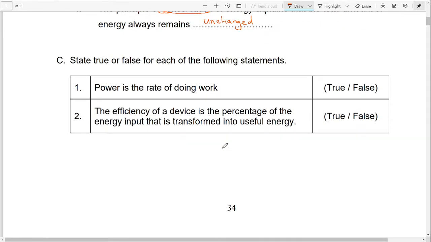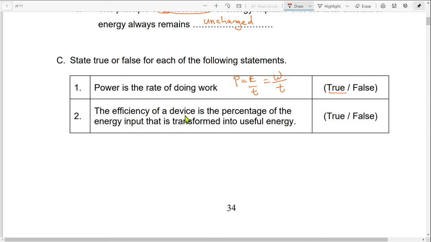C, state true or false. Power is the rate of doing work. So remember that P just now equal to E over T. So we have mentioned that E is interrelated with W. So I can write also W over T. So what is power? Power is the rate of doing work. So this is true.